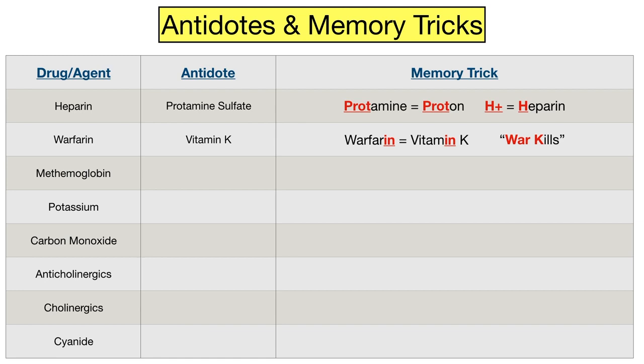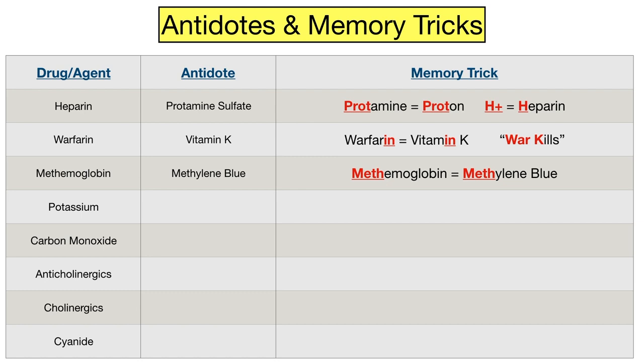Next we have methemoglobin, which is a form of hemoglobin that has been oxidized and makes it more difficult to release oxygen to tissues. Do you know the antidote for methemoglobinemia? Methylene blue is an effective way to treat acquired methemoglobinemia. The trick to remember methylene blue is an easy one because methemoglobin and methylene blue both start with METH.